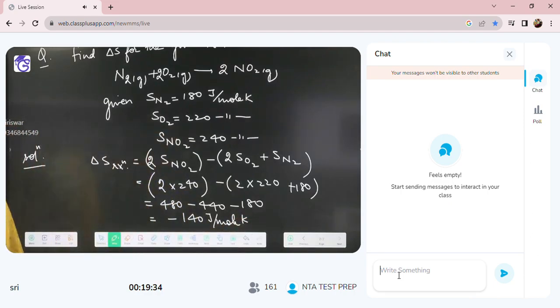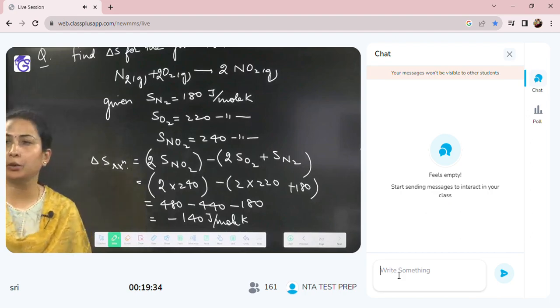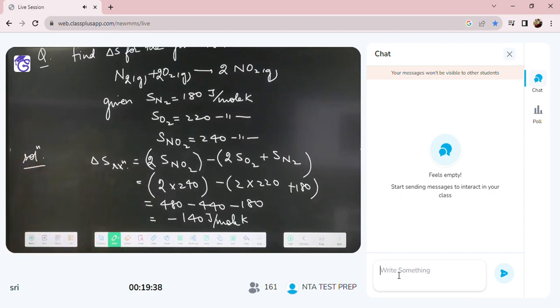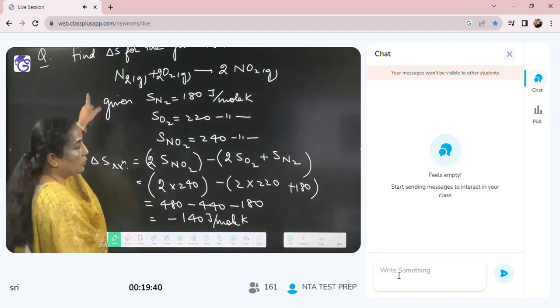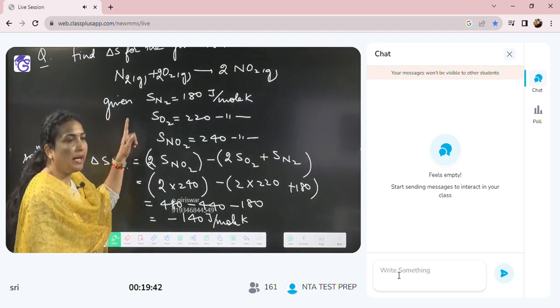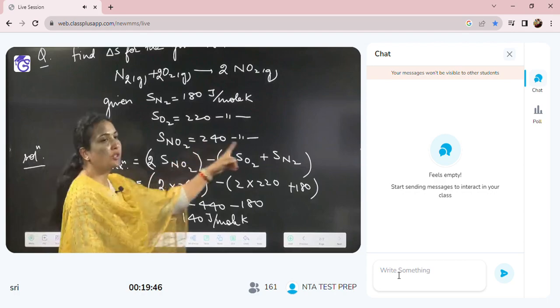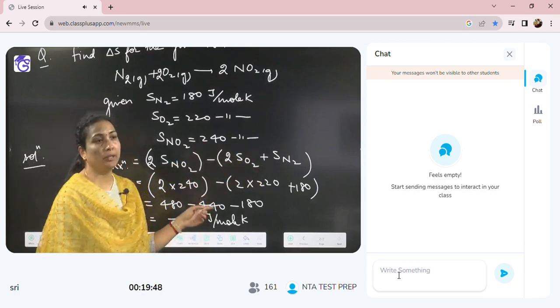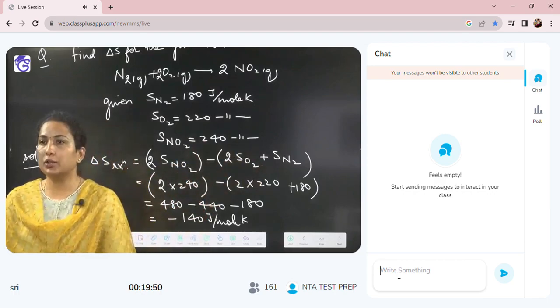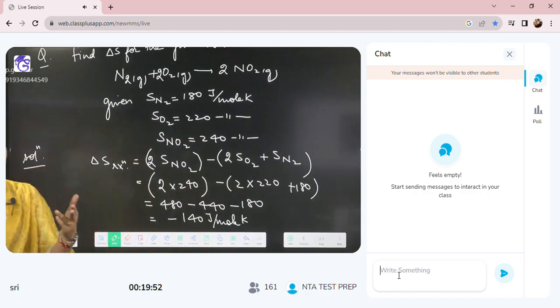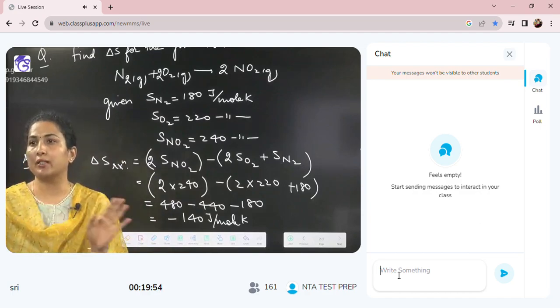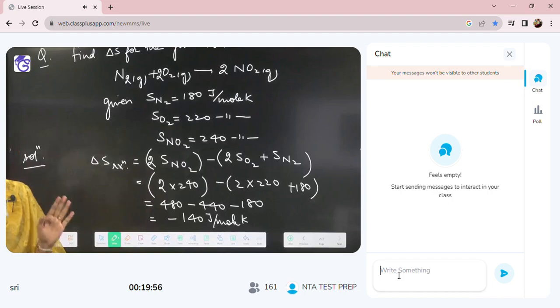So a variety of answers I am getting. Please verify where you went wrong. First thing is you didn't check whether the reaction is balanced or not. And if you are getting some answer other than minus 140, maybe you have not substituted the value of the entropy at the correct places. So these are the general mistakes. And the third thing is some addition, subtraction mistake you have done. Please avoid these common mistakes. Okay, I hope it is clear now. Those who are getting a wrong answer, identify your mistake.